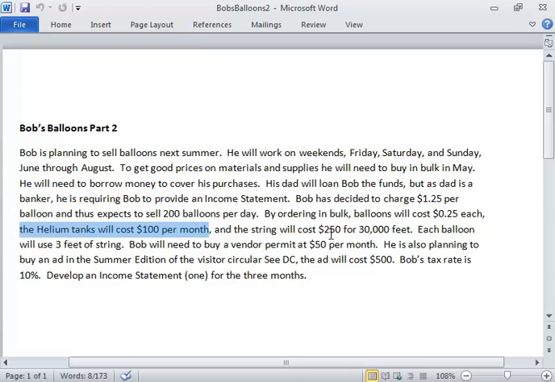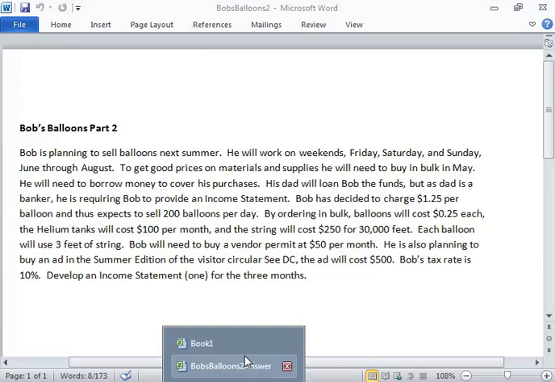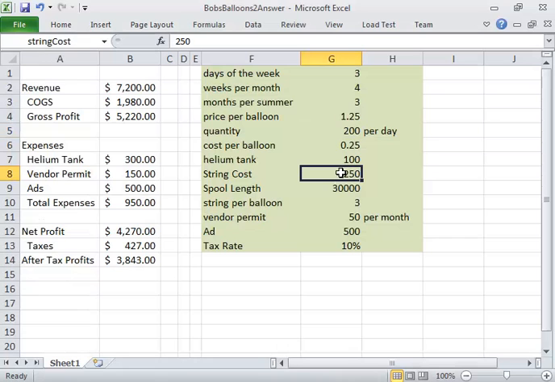And the string will cost $250 for 30,000 feet, and each balloon uses 3 feet of string. So the key here is to figure out how much he's paying per foot of string, and then how much he's paying per piece of string that's being used for a balloon. The way that I handle this is I say that his string cost is $250, the length of the spool is 30,000 feet, and the string per balloon is 3. And so later on I'm going to have an equation saying 250 divided by 30,000 times 3 is the cost of string used per balloon. But we'll get to that in a minute.